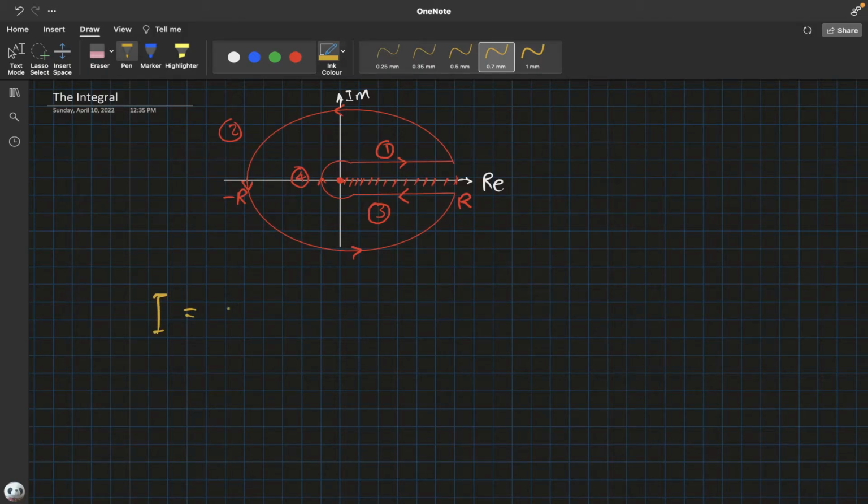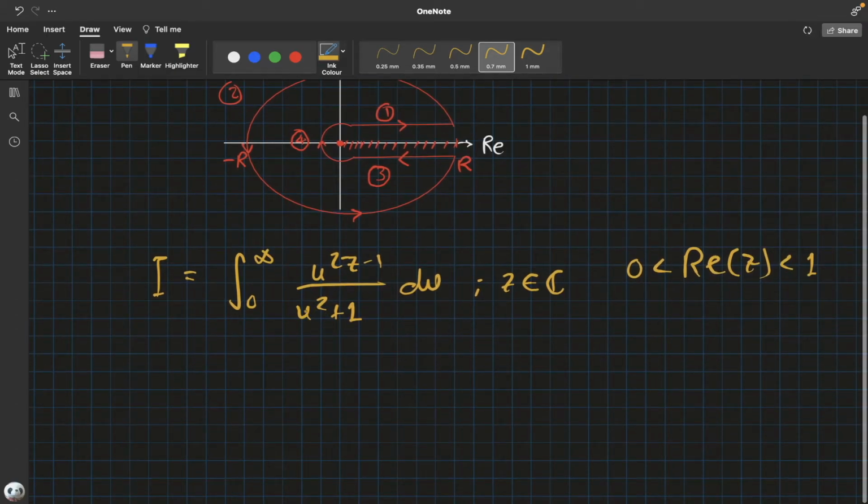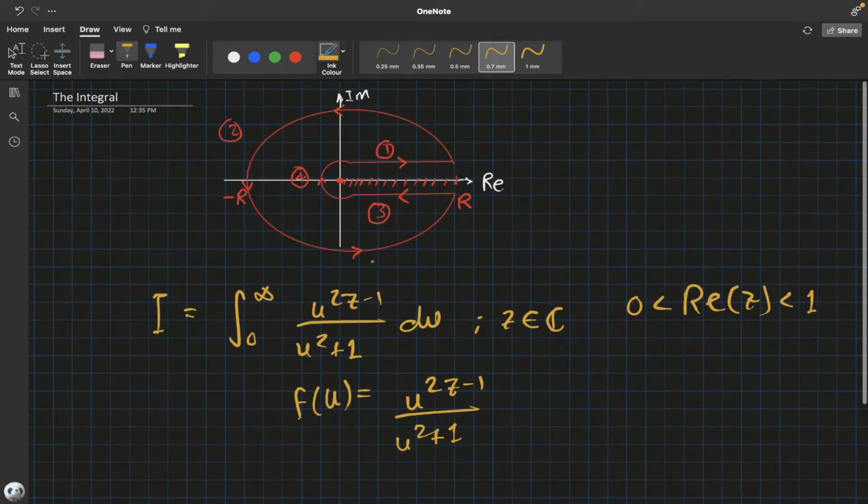So there we are with the integral. I'm going to define, forget the factor of 2 for now, we have this, where z is a complex number that's inside this region of convergence. So now let's define a complex function f of u as basically the integrand. I've just drawn the contour here that we're going to take.